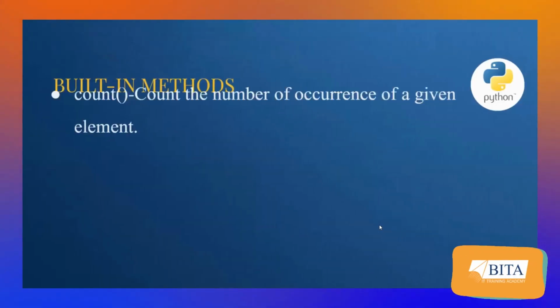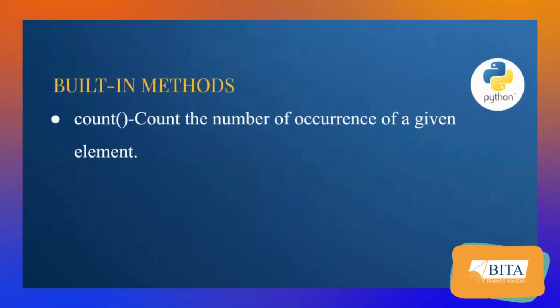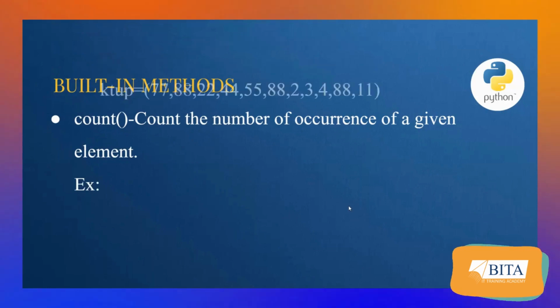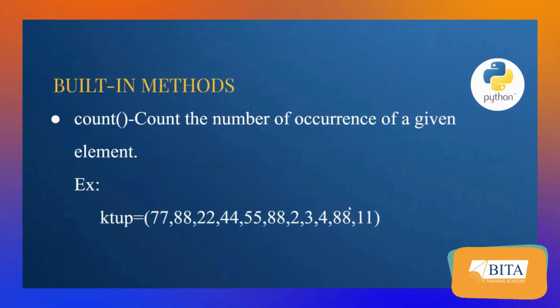Next method we are going to see is count. Count is used to count the number of occurrences of a given element. If we have the same element n number of times and we want to count that element, we can go for this count method. In this example, we provide 88 four times. If we want to count that particular 88, we can go for this count method.